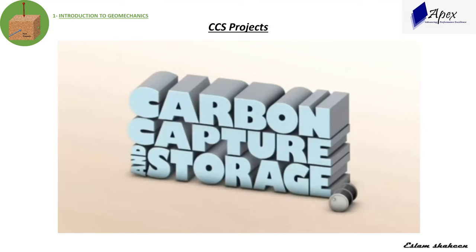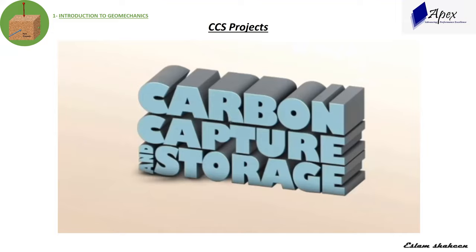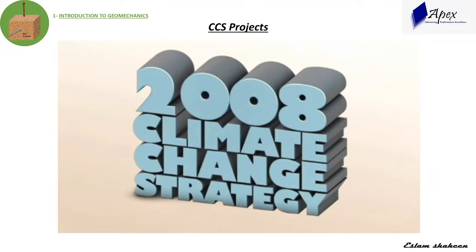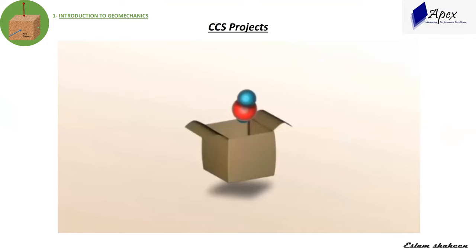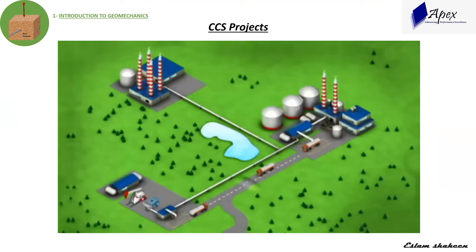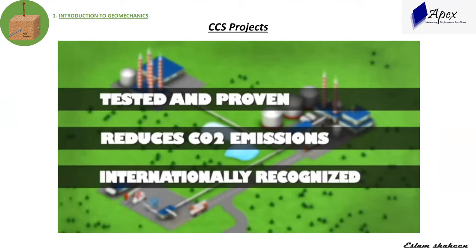The government of Alberta has taken a lead role in committing to reduce emissions using carbon capture and storage. This technology, also known as CCS, is outlined in the 2008 climate change strategy as the most effective way to help Alberta meet its emission reduction goals. The government of Alberta is investing $2 billion to help develop 3 to 5 large-scale projects which will capture, transport, and store the CO2. CCS is a tested and proven technology. Its ability to reduce carbon dioxide emissions is recognized around the world by groups such as the International Energy Agency and the United Nations Intergovernmental Panel on Climate Change.